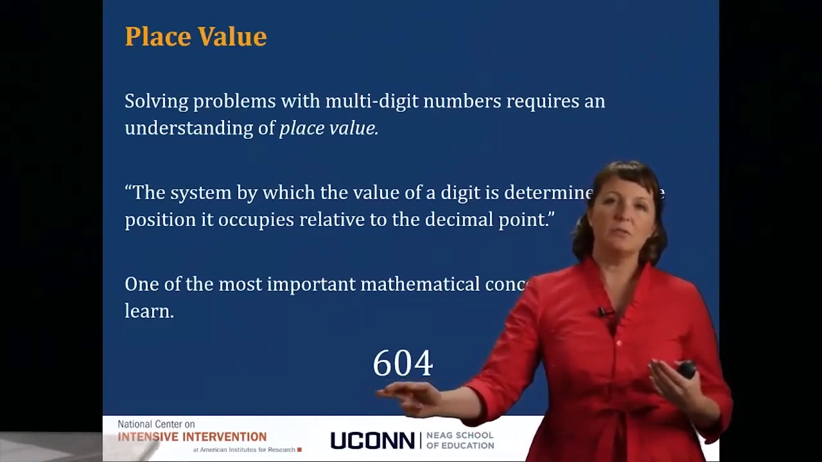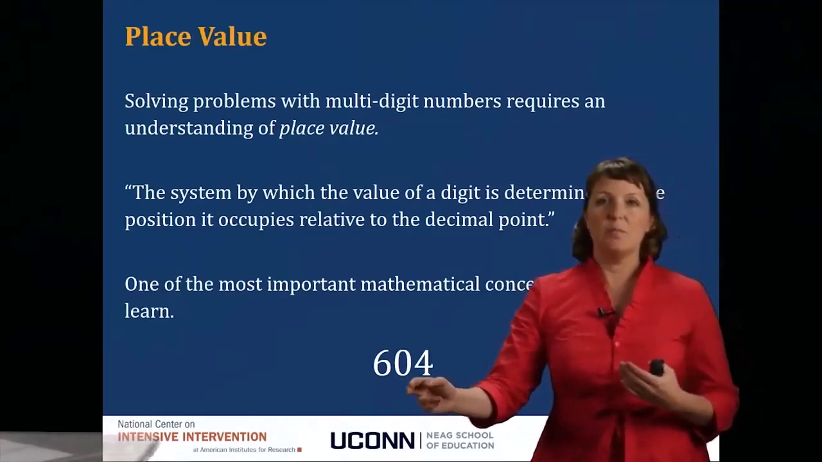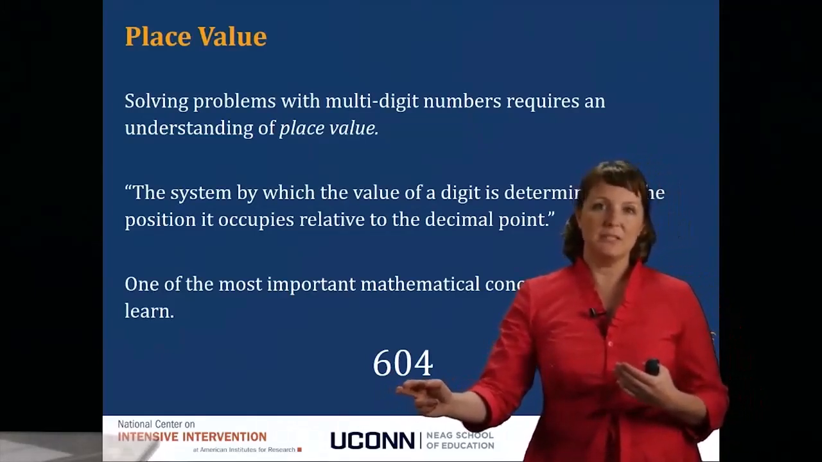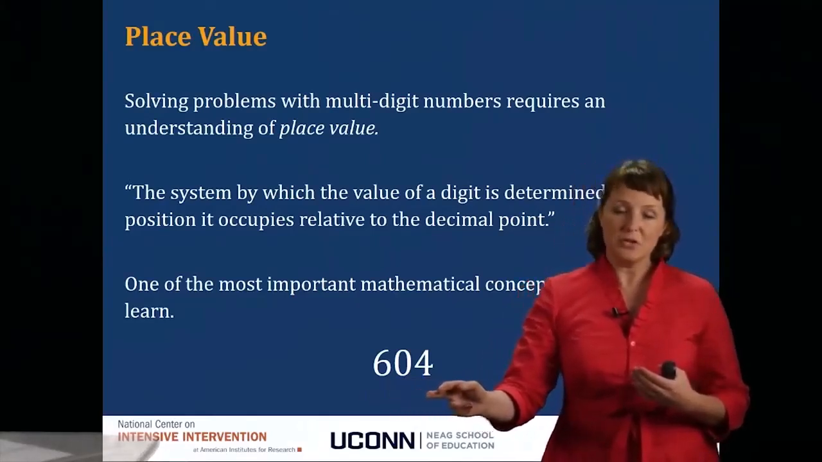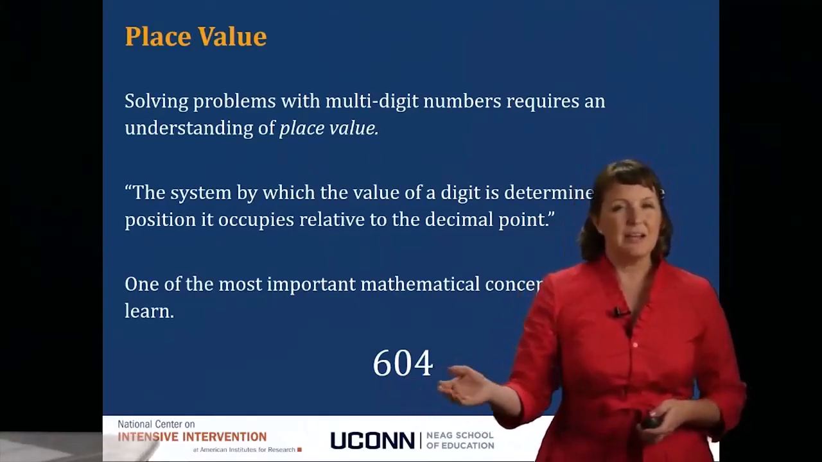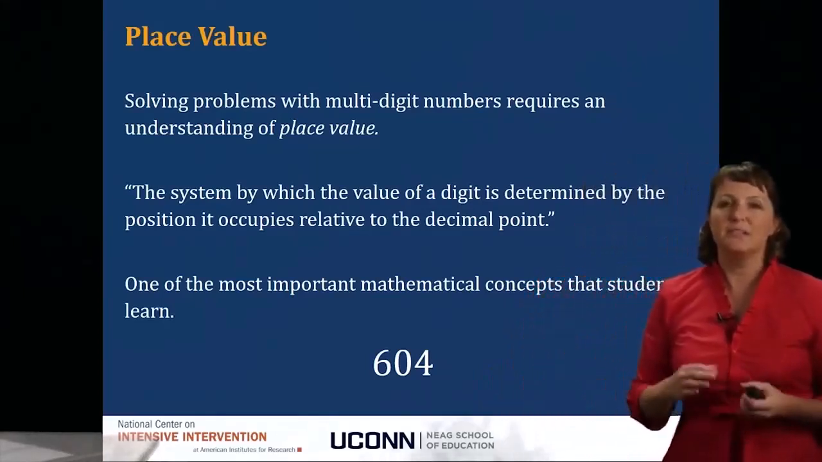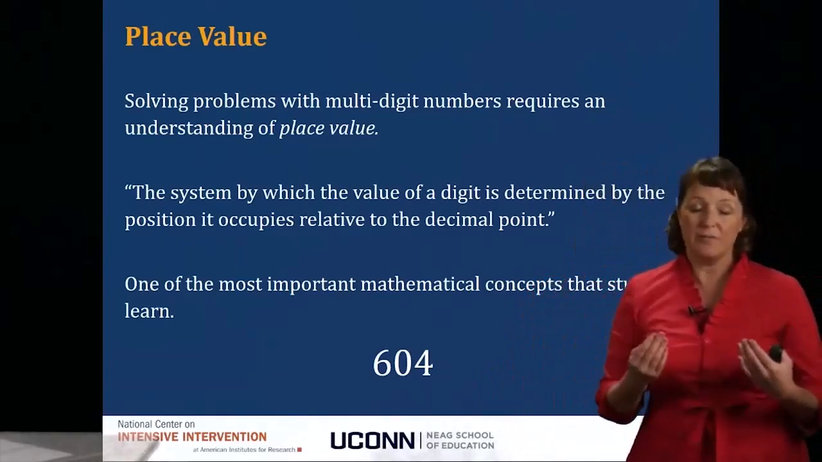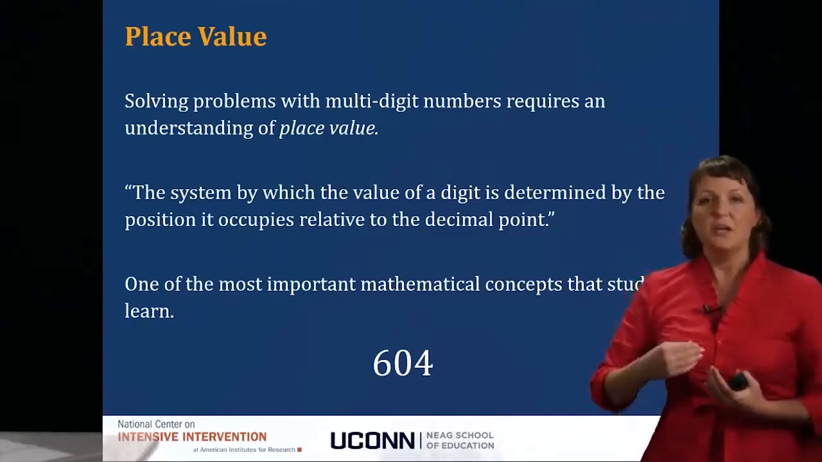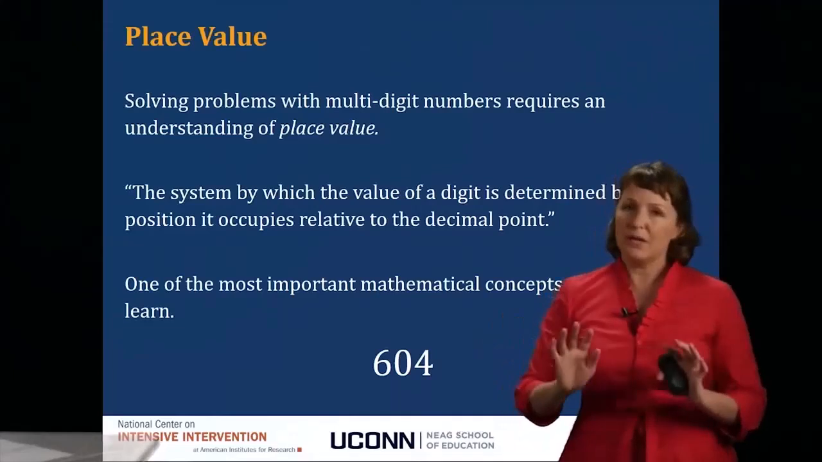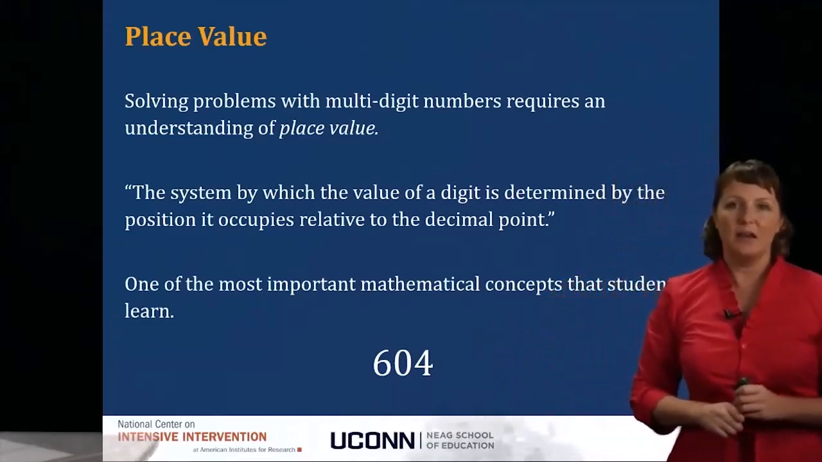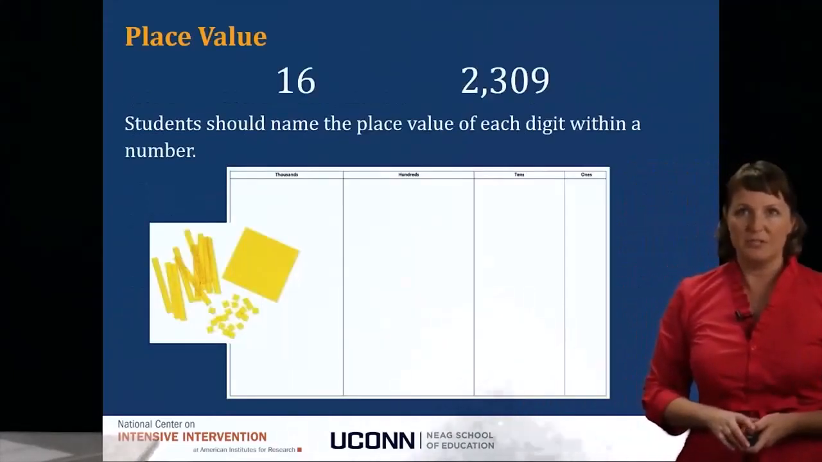So I have to be able to look at this number and interpret what this 6 means, what this 0 means, and what this 4 means based on the place value of that digit. A lot of students have difficulty with this because they've been exposed very often to single digit numbers, and then we start to throw in double digit and triple digit numbers just like this one pretty quickly without providing a lot of place value background for students.